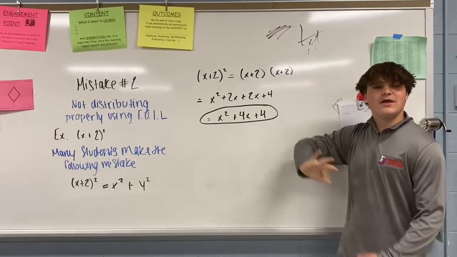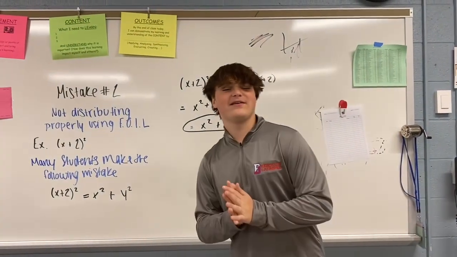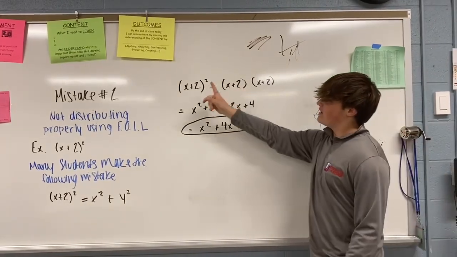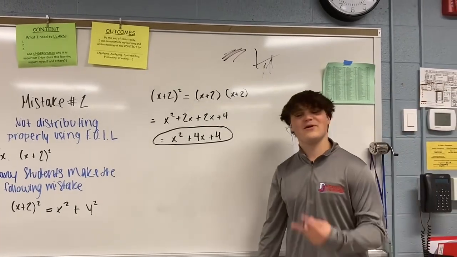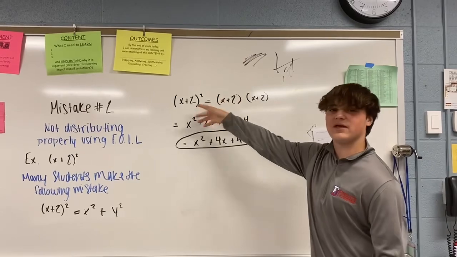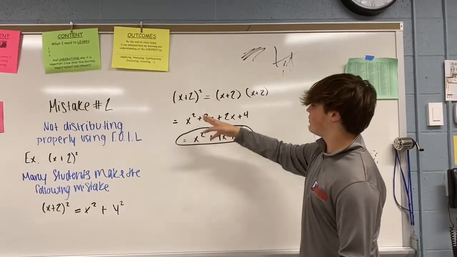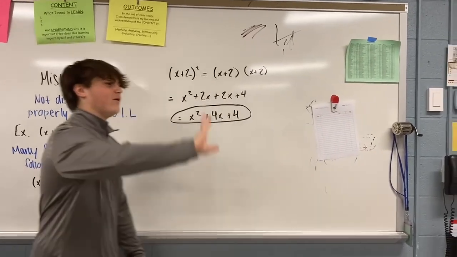No! This leaves out the cross terms. Here it is done correctly. You have parentheses with x plus 2, and then the exponent is 2. That equals the two parentheses multiplied together, hence the exponent of 2. Then you get x squared plus 2x plus 2x plus 4, which equals x squared plus 4x plus 4.